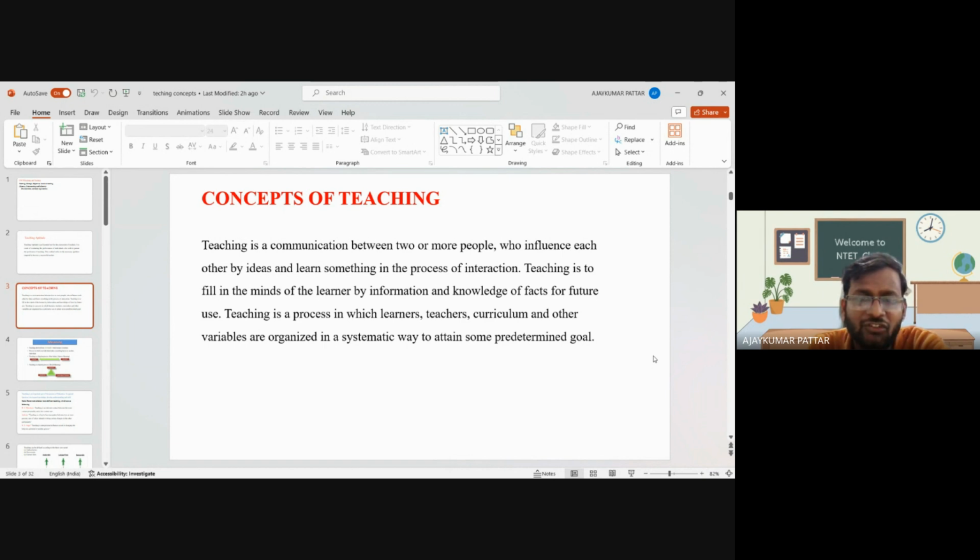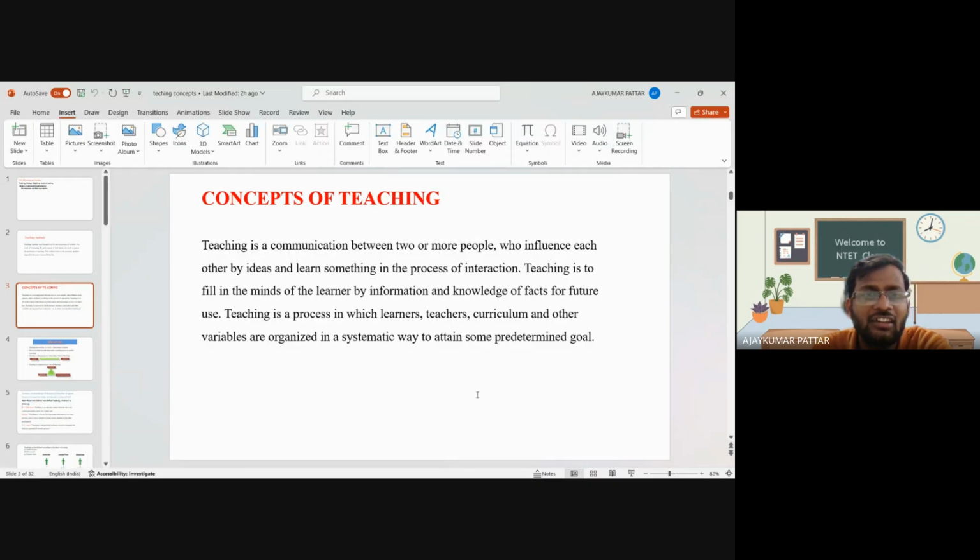Teaching is a process in which learners, teachers, curriculum, and other variables are organized in a systematic way. This is also important: organized in a systematic way. Learners, teachers, curriculum, and other variables needed for teaching are organized in a systematic way to attain some predetermined goal. They are organized in a systematic way for the purpose of a predetermined goal.